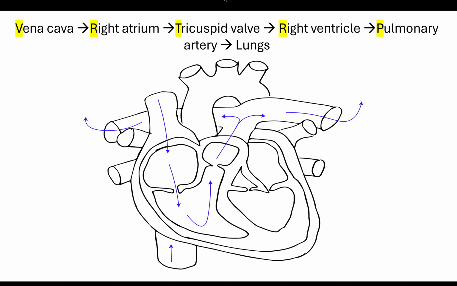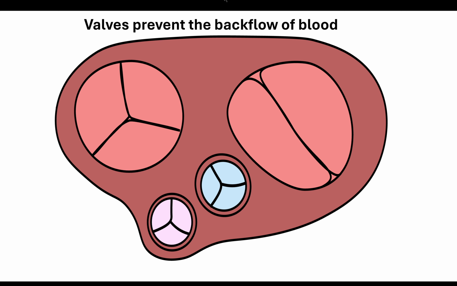So whenever we are looking at the flow of blood, you need to know that chain of events and where it goes. So I always use the alphabet to help me.